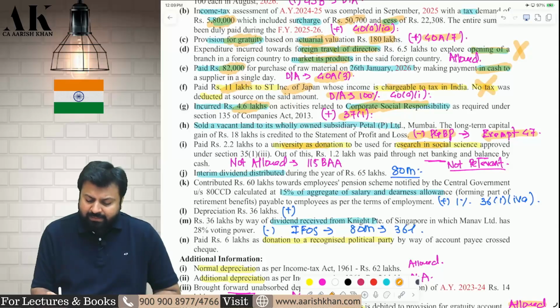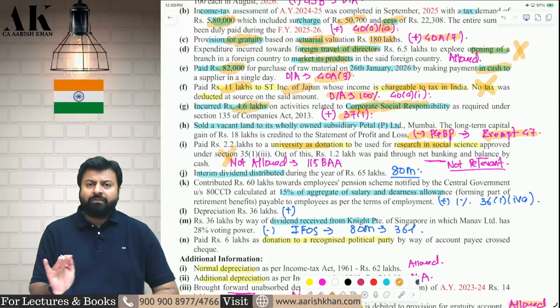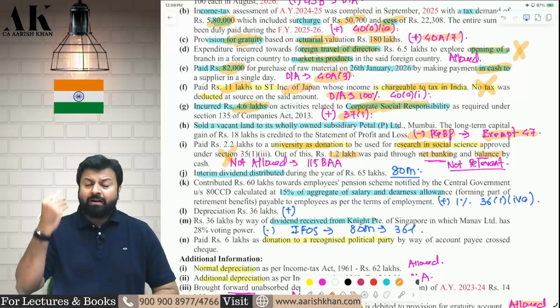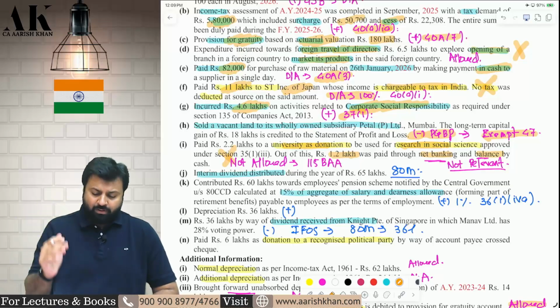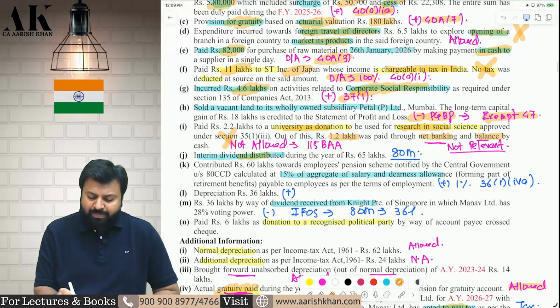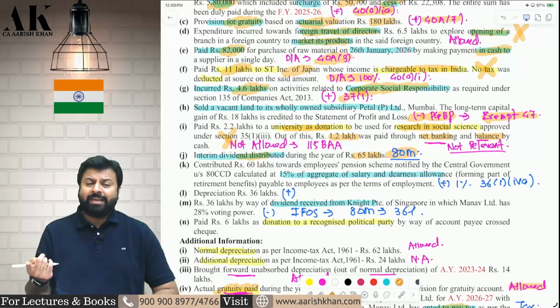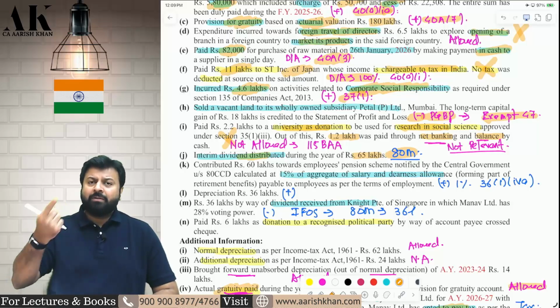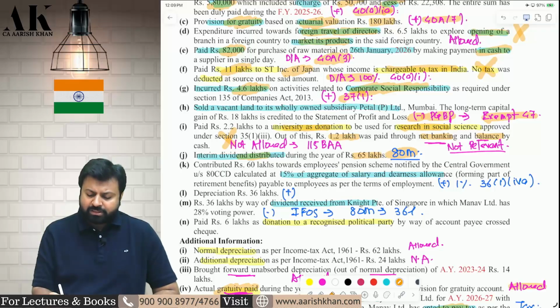Next one, you are giving some donation to what? Donation to a scientific research association, not allowed in 115BAA. Now they are giving us 1.2 lakh paid in net banking and the balance paid in cash. It doesn't matter. In 115BAA it is not allowed at all. So if it is not allowed, then it doesn't matter how it is paid. Okay. Next one, interim dividend is paid of 65 lakh rupees. So interim dividend will be claimed as a deduction under 80M, but the dividend will be subject to what? Dividend received. Dividend received or dividend paid, whichever is lower, will be allowed as a deduction under 80M.